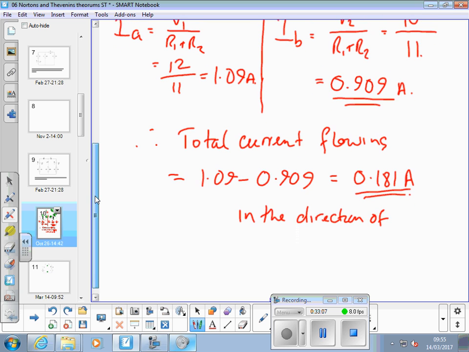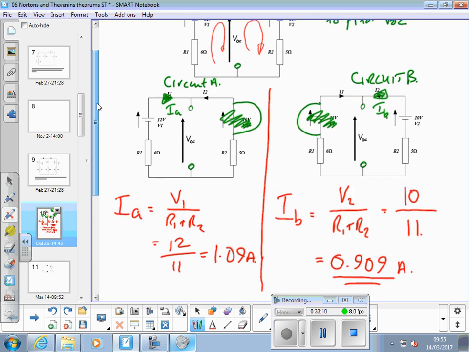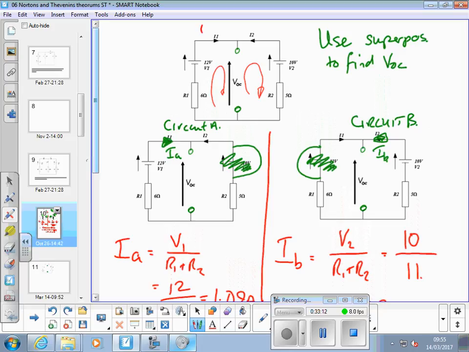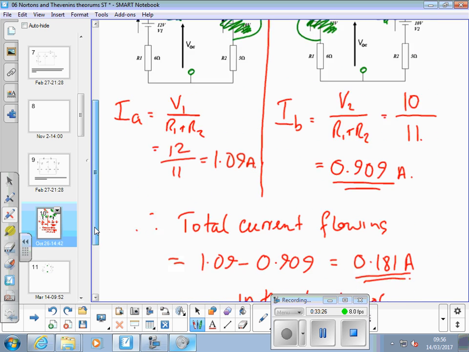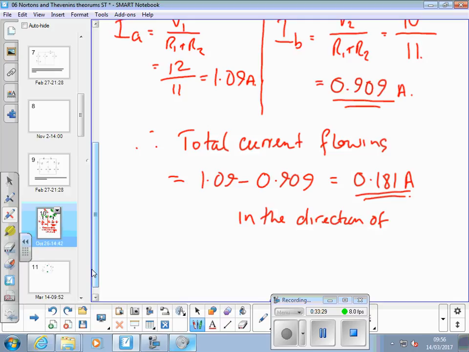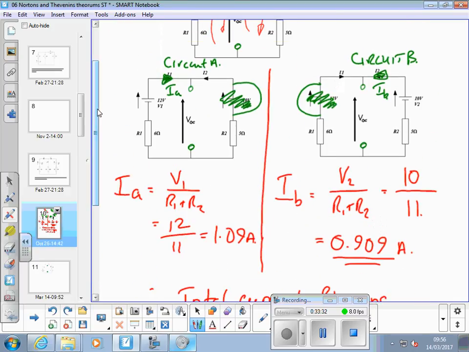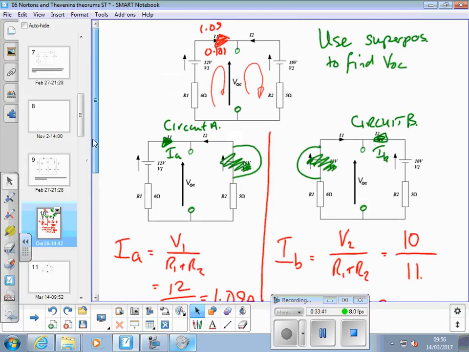Because this side is 1.09, so 1.09 amps. Therefore, the total current flowing in this circuit is in that direction, and it's 0.181. So the current of that current I1, on these two resistors, R1 and R2, where we know the direction of the current.